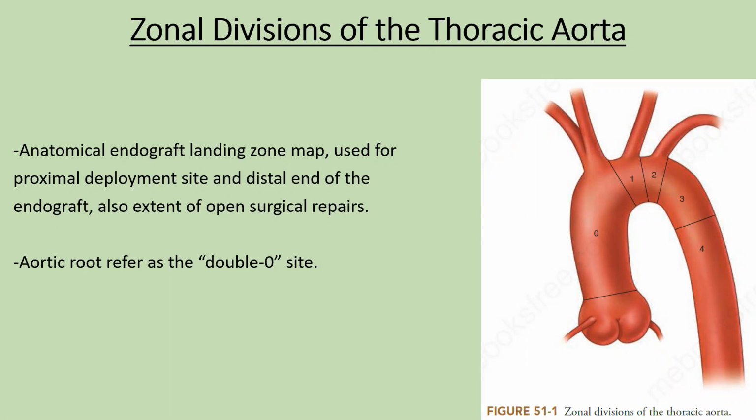As we see, the ascending aorta is considered zone 0, then the left common carotid is zone 1, left subclavian zone 2, aortic isthmus is zone 3, and the descending is zone 4. Aortic arch repair is at the zone 0 site.